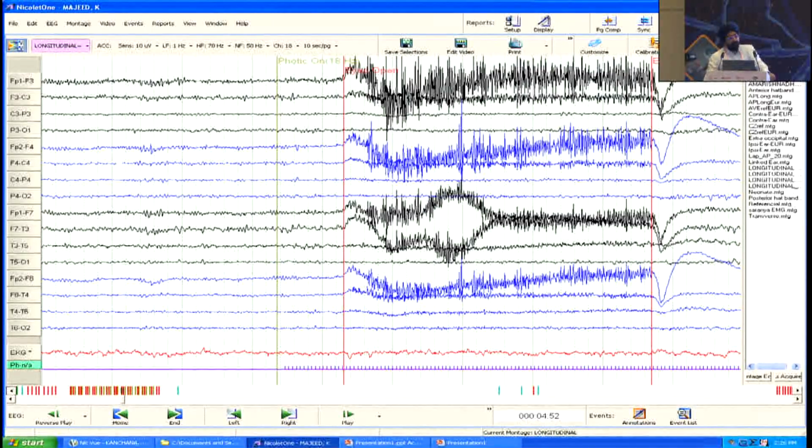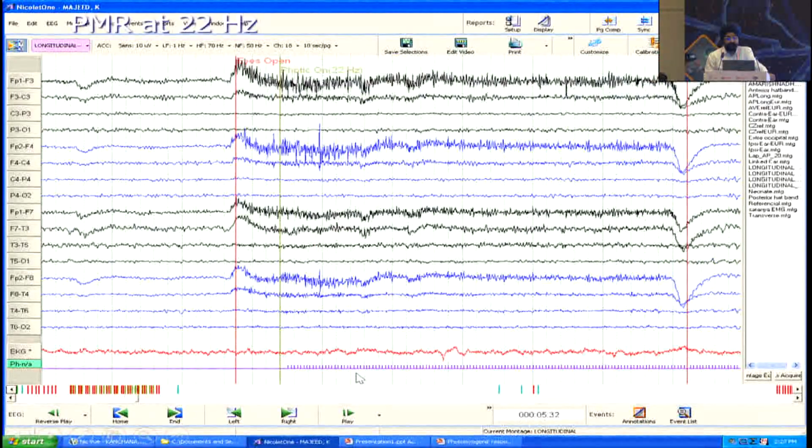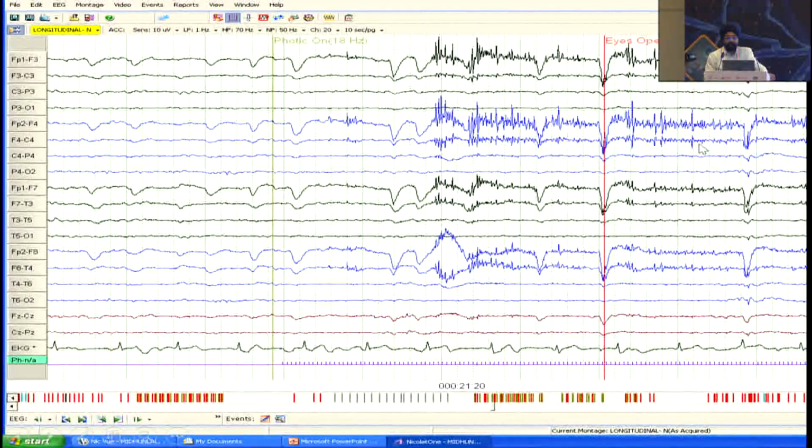As soon as the patient has opened the eyes, we can see a myogenic artifact occurring over the anterior leads, and as soon as the patient has closed the eyes, it has subsided, indicating a photomyogenic artifact along with photic stimulation at 18 hertz. Happening at 22 hertz also, a similar finding. On opening the eyes, we have a myogenic artifact, and on closing the eyes, it disappears. At 18 hertz again, we have a similar finding.